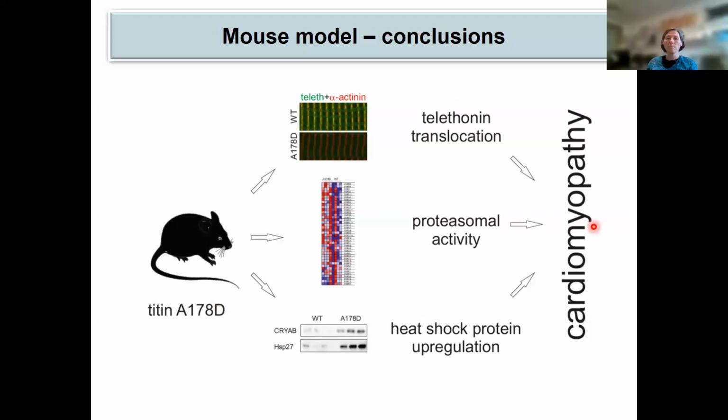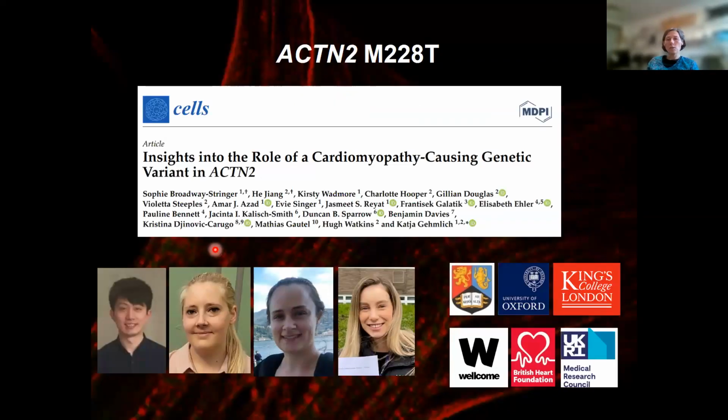And this is just a brief graphical summary of these mice: loss of telethonin, proteasomal activation and activation of a proteotoxic response. Evidence, for example, in upregulation of heat shock proteins. Good, now moving on to another project, and that is looking into an alpha-actinin missense mutation causing hypertrophic cardiomyopathy.